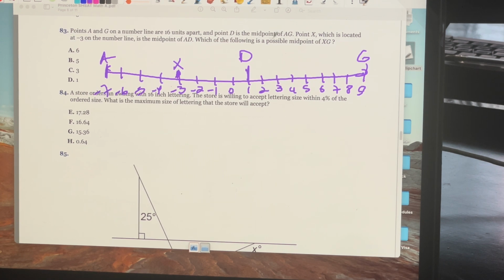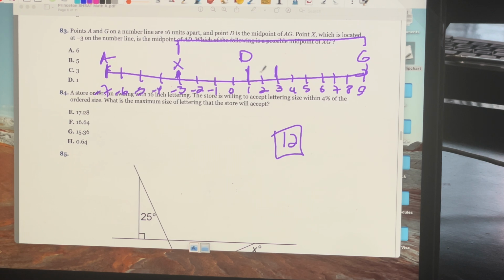So which of the following is the possible midpoint of XG? Well, from -3 to 9 is how many units? It's 12 units, right? So you can count 6. 1, 2, 3, 4, 5, 6, right here. There's the midpoint. They want the midpoint of X and G. X is -3, G is 9, so there are 12 units between them, and the halfway mark would be 6, right?